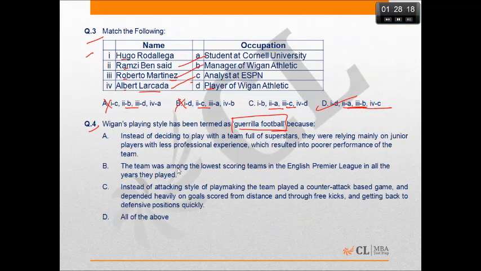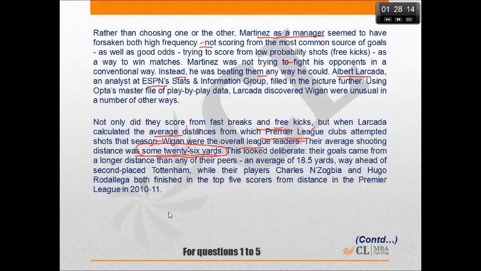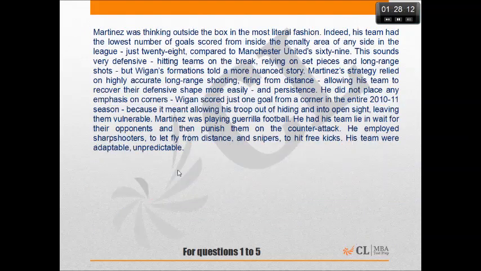Question 4, gorilla football. So I still have to find what gorilla football is. Okay, here I have found the distance. Now let me go to the last slide. Thinking outside the box in most liquid fashions. Here, the lowest number of goals scored from outside penalty areas, just 28 compared to other matches. This sounds very defensive: hitting teams on the break, relying on set pieces and long range shots, allowing his team to recover with more decisiveness and persistence.